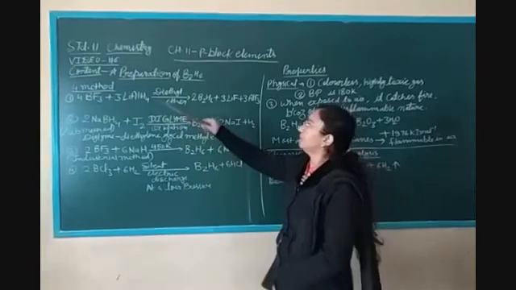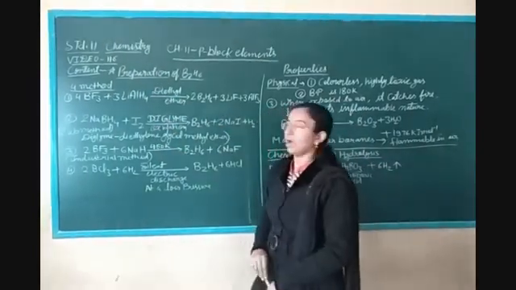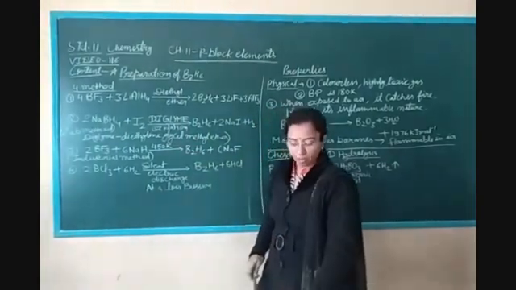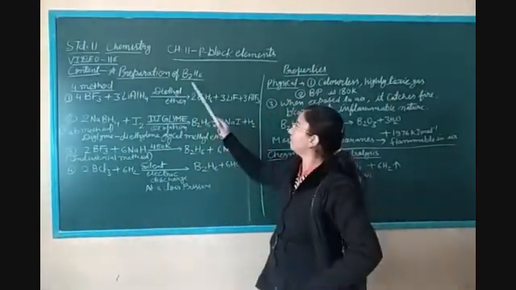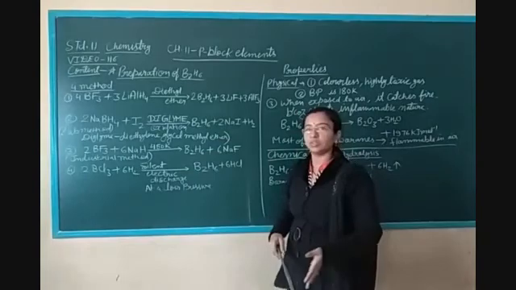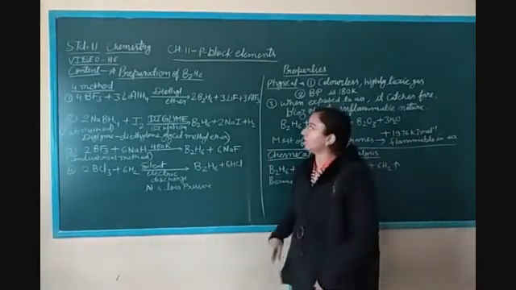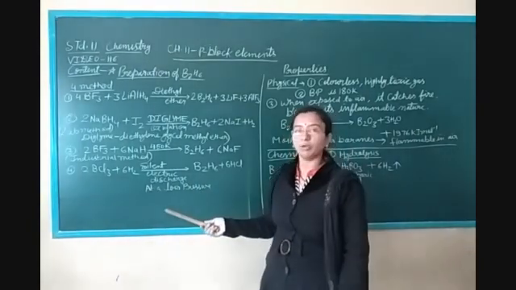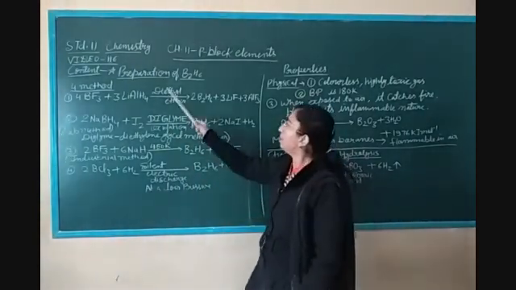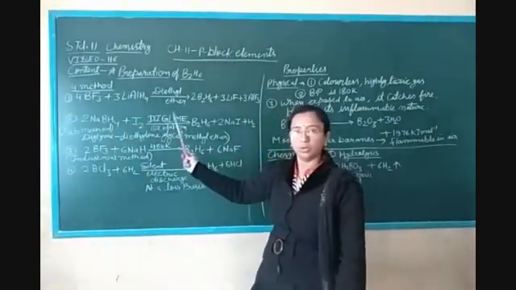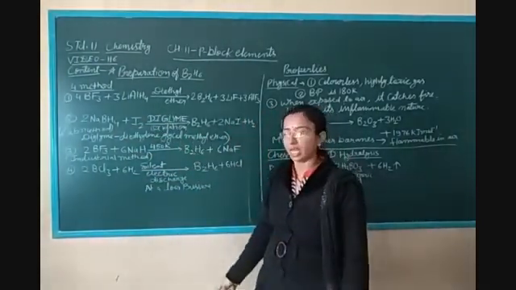Video number 116. In this video, I will explain the topic preparation of diborane. Diborane is B2H6. In the last video, I completely explained the structure of diborane. So in this video, we have to discuss preparation and properties. There are four methods we use to prepare diborane.